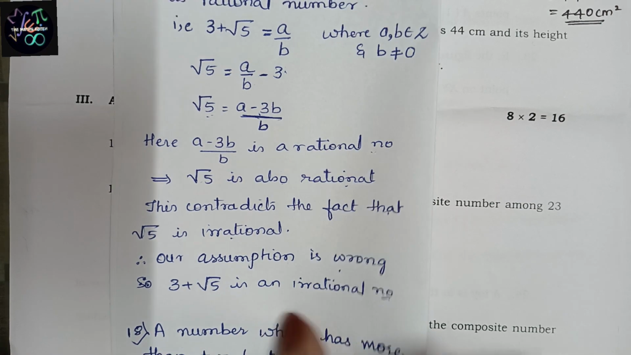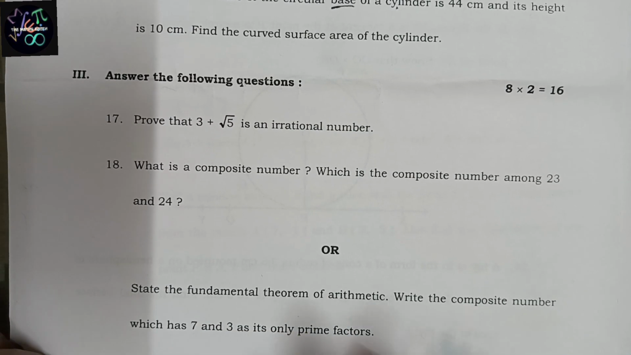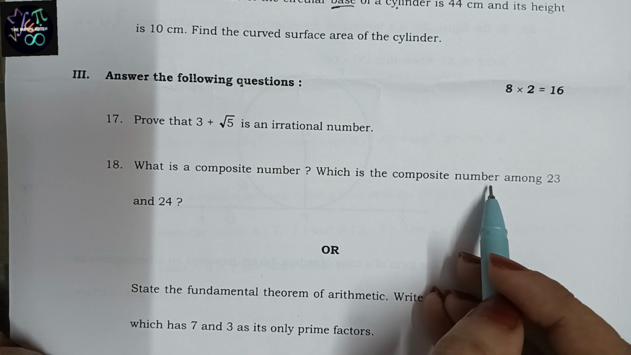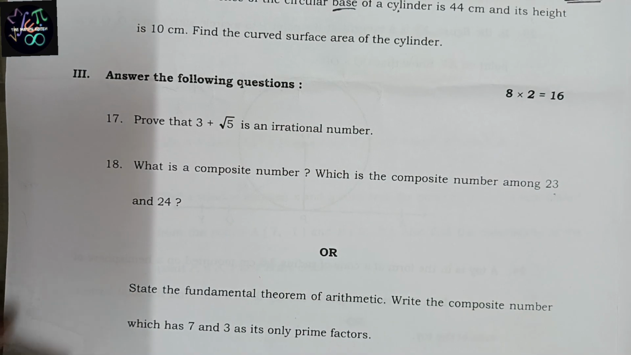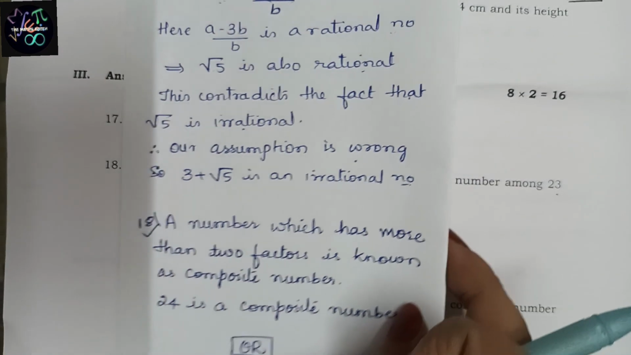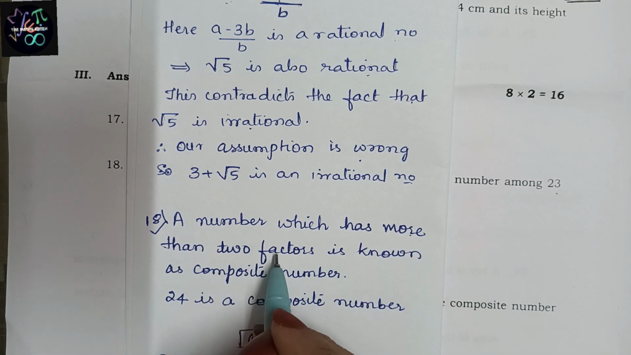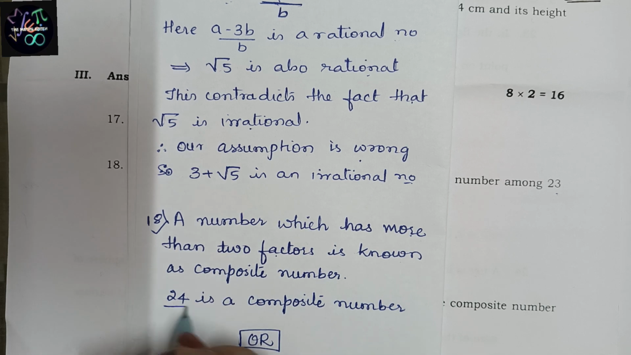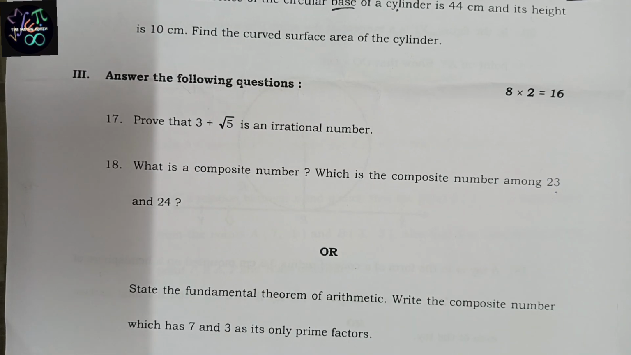Let us see the next question. What is a composite number? Which is the composite number among 23 and 24? We all know that numbers are divided into composites and primes. Here I have written the definition: a number which has more than 2 factors is known as a composite number. Among 23 and 24, 24 is a composite number. So in this question there is a choice, one more question. Let us see the next question.